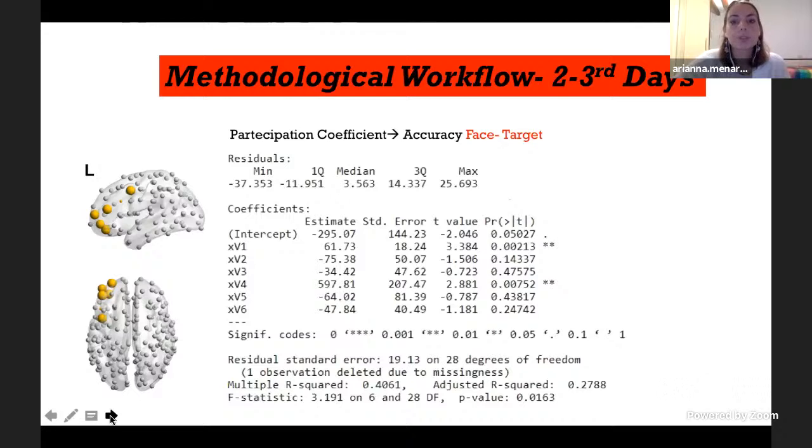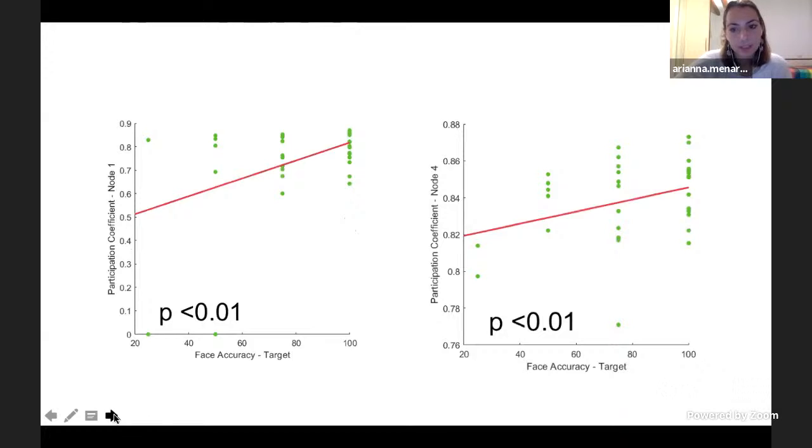And secondly, we observed that, again, the accuracy for faces, but in this case only for target faces. The one that I showed before was just general, but this is specific for target faces. It was predicted again by the participation coefficient of 2 vertices of the prefrontal cortex, so vertex number 1 and vertex number 4. And here you can see the relationship.